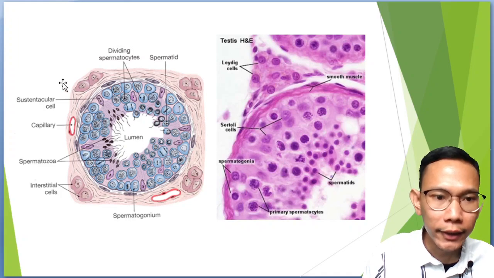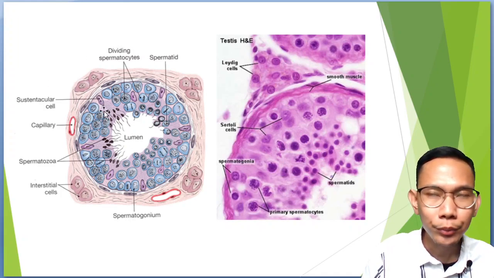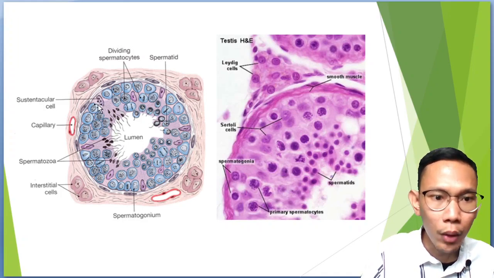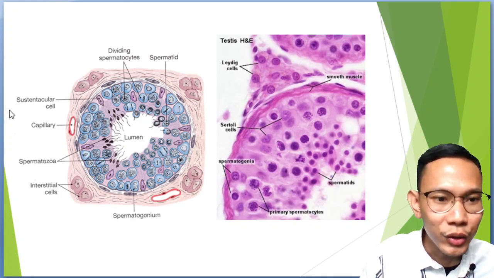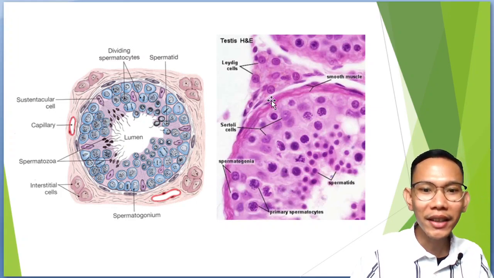Again, ulit-ulitin lang natin. Meron tayong mga seminiferous tubules. Then we have your mga spermatocytes, and then growing spermatids, spermatozoa, and then we have your interstitial cells or your Leydig cells, and then we have your tinatawag nating Sertoli cells or sustentacular cells. Leydig, Sertoli.